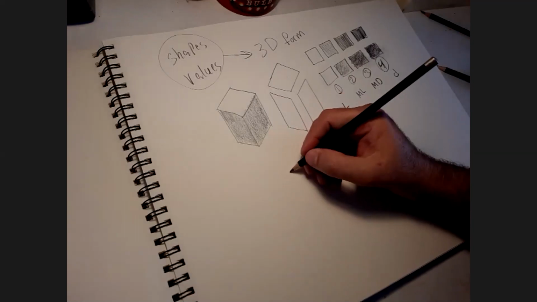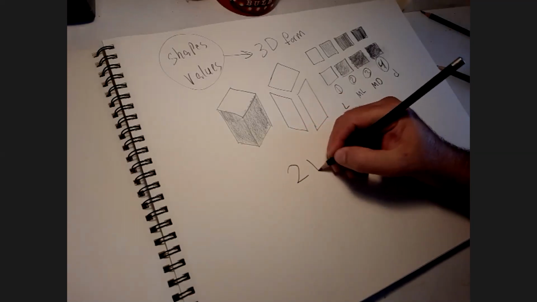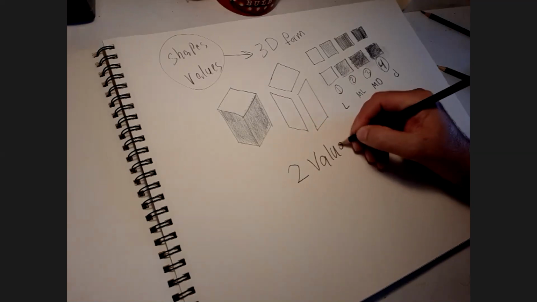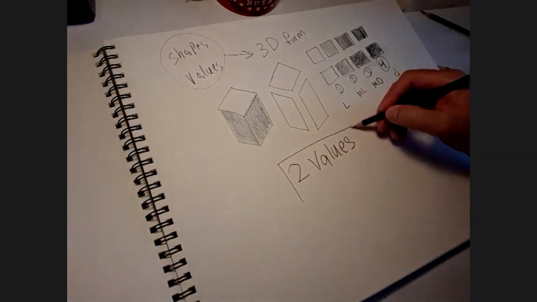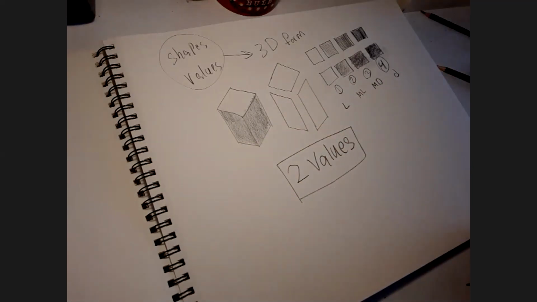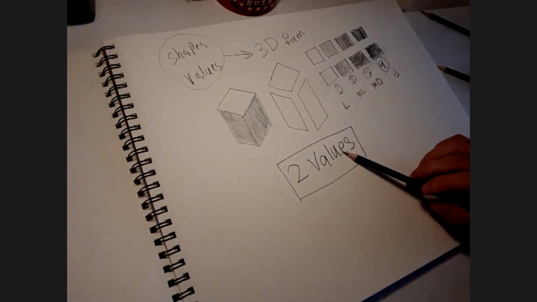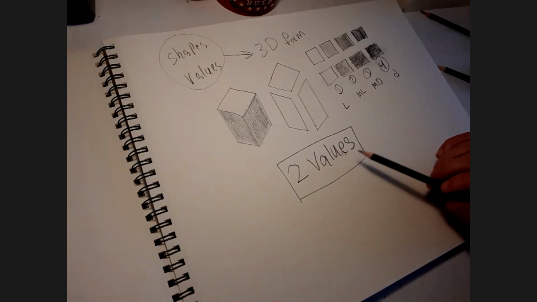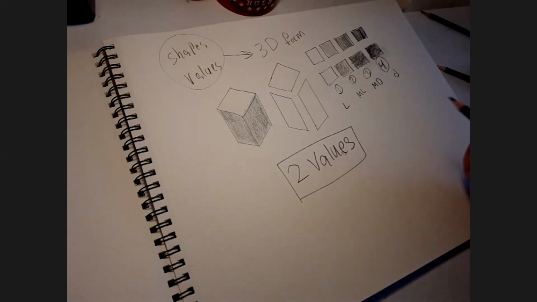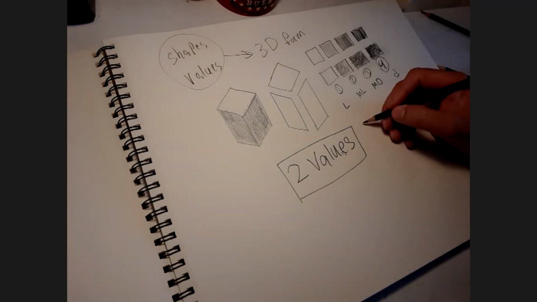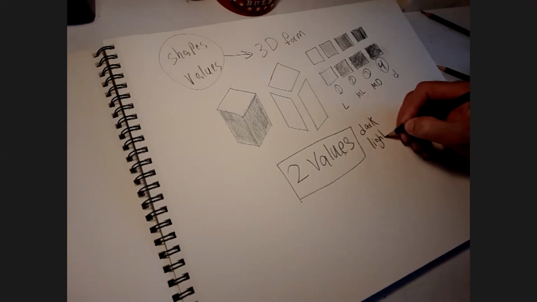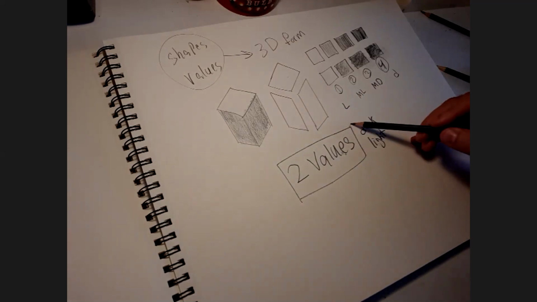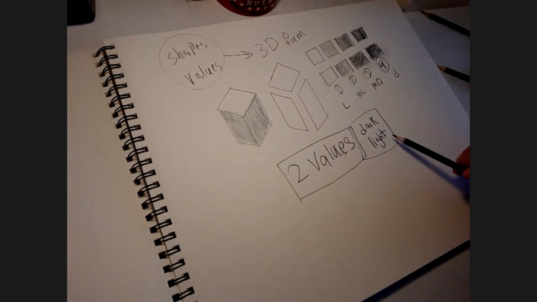Remember this phrase, 2 values. Remember this. We always start drawing with this. I mean, we always start with 2 values. We don't make things complicated. We just see everything in 2 values. The dark part and the light part. So if we are able to see this, then the rest gets easier and easier.